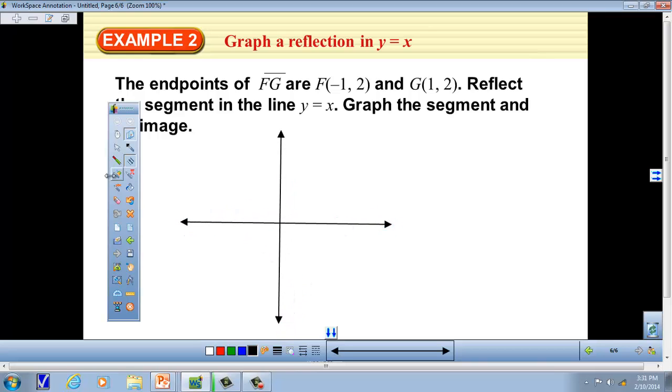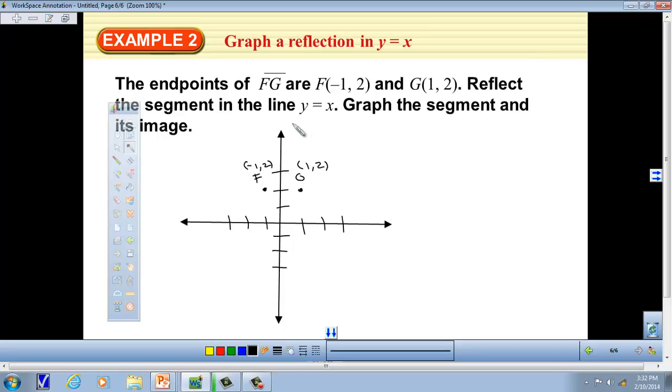So here we have our x and y axes. I'm going to go 1, 2, 3, 1, 2, 3, 1, 2, 3, and 1, 2, 3. So the first one, negative 1, 2. If we go negative 1 and 2, there's my F. And my G is at 1, 2. So F is negative 1, 2. G is 1, 2.